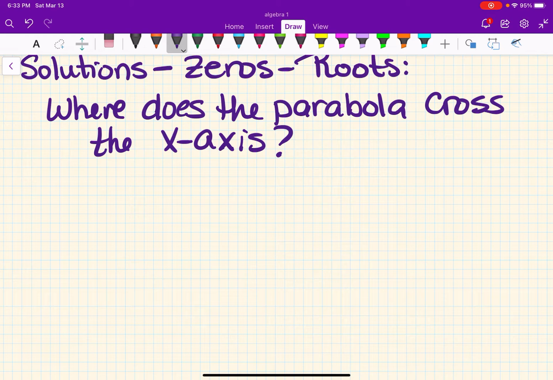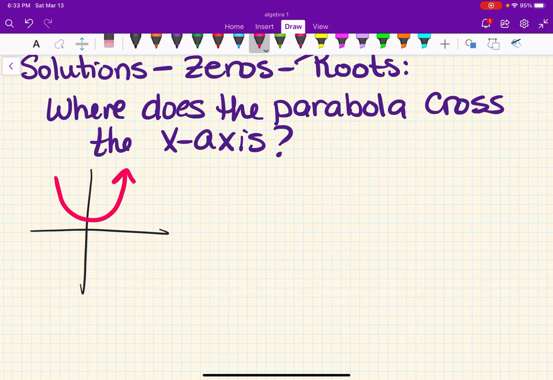The first possibility is that it doesn't cross the x-axis and it looks like this. Or it could be downward facing but doesn't cross. It could be concave down, but it doesn't cross the x-axis. This means there are no real solutions. There are solutions. They're imaginary.